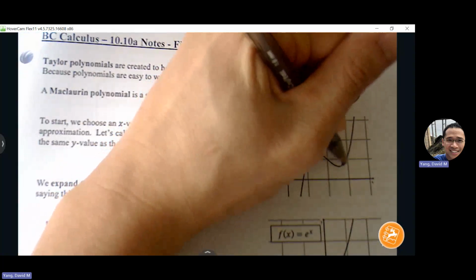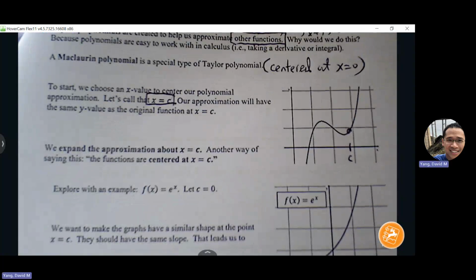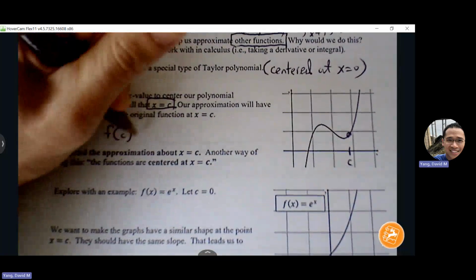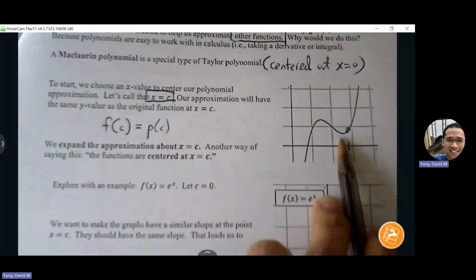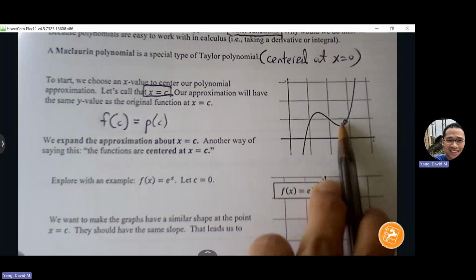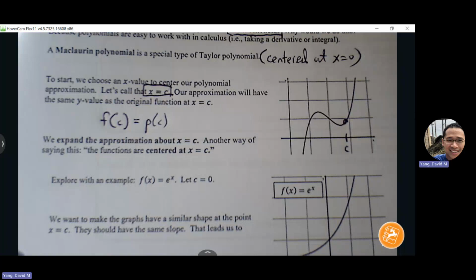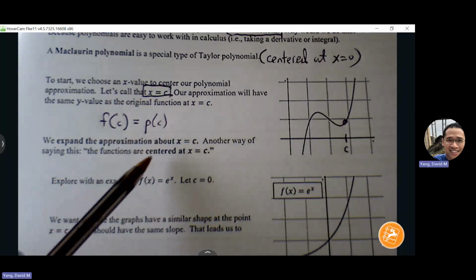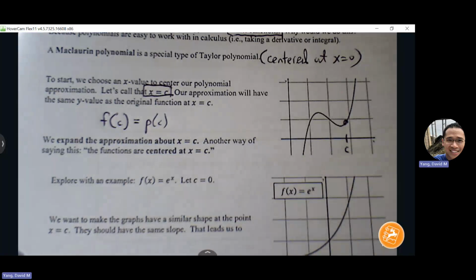So let's say our C value is here. And the easiest approximation that we can make is at that point. Now, if I just have that point there, it's not a very good approximation of this curve, right? Because anything outside of that point, I don't have any of the data to work with. But if we can gather more information about the function that we're talking about, then we can start building a polynomial function that will begin to mimic and mirror the function that we're trying to make it look like.